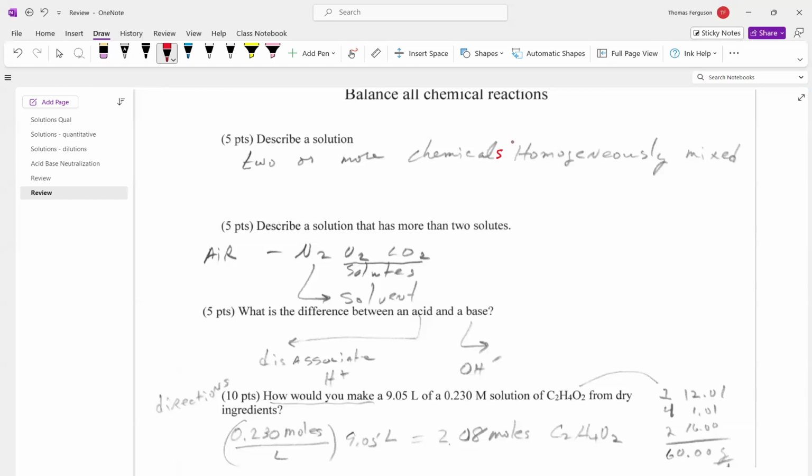Or you could put 2 different salts in. You could put potassium chloride in there, sodium chloride in there. There's a lot of examples of multiple solutes. Most of the time, our world is mixed solutes, not one solute.